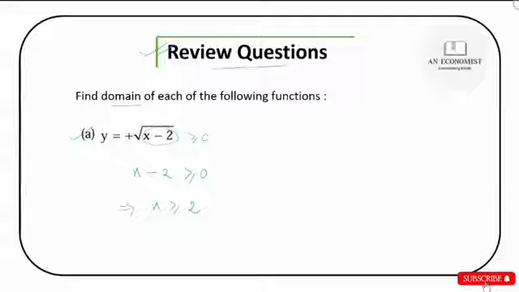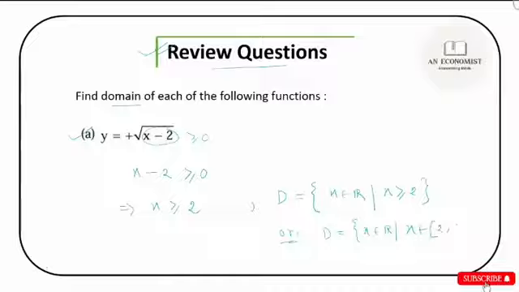So what can we write as a domain? All the x values which belong to real numbers such that x is greater than or equal to 2, or we can write the domain as all the real numbers such that x belongs to [2, infinity). So both are correct, right? This is a different way of writing the same thing.